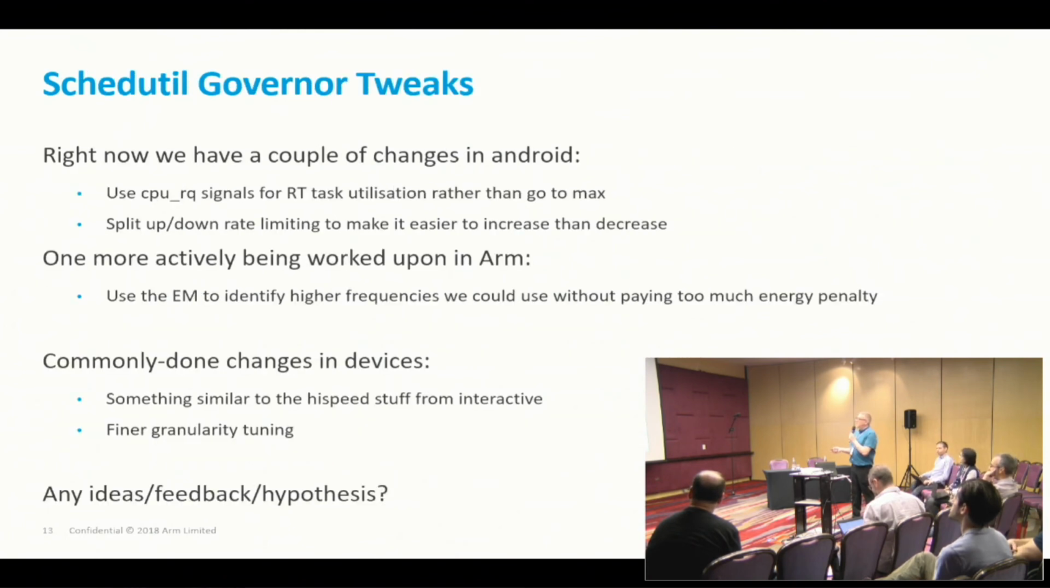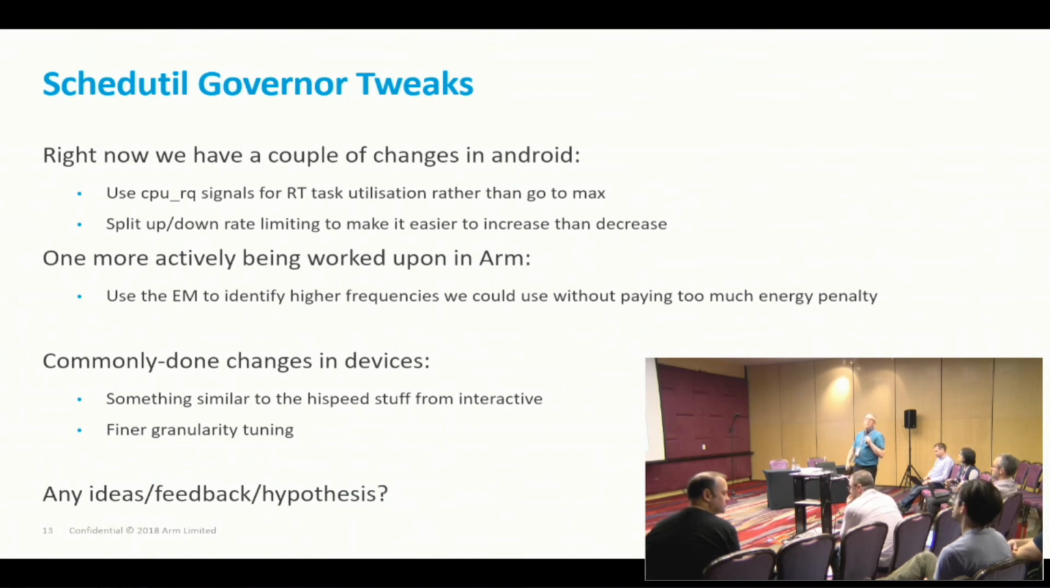I mentioned Schedutil, so we have a couple of hacks in Android. We use the CPU run queue signals for RT task util rather than go to max. I don't think we can avoid doing that. It's way too expensive in Android to go to max all the time. It's on the order of 40% increase in energy consumption for media cases, so we just can't avoid that. And we also have a patch which splits the rate limiting into a separate up and down rate limit.